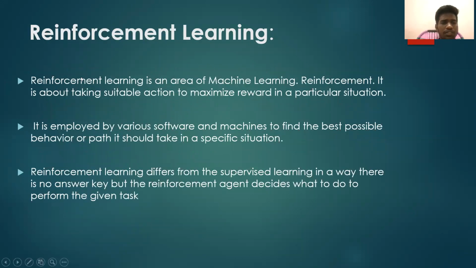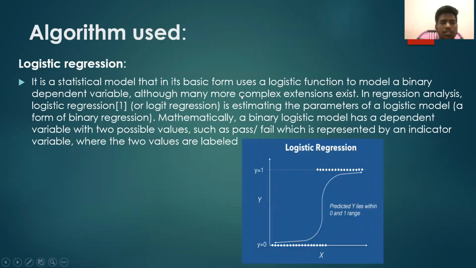Reinforcement learning is an area of machine learning. It is about taking suitable action to maximize reward in a particular situation. It is employed by various software and machines to find the best possible behavior or path it should take in a specific situation. Reinforcement learning differs from supervised learning in that there is no answer key, but the reinforcement agent decides what to do to perform the given task. Here the algorithm used is logistic regression.